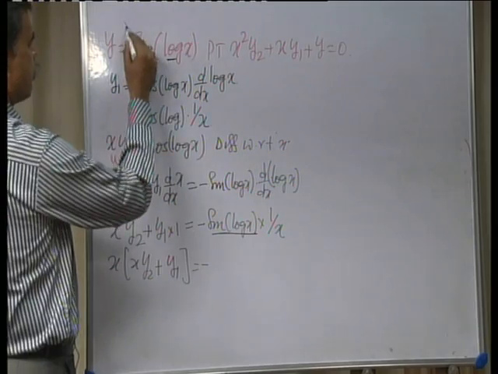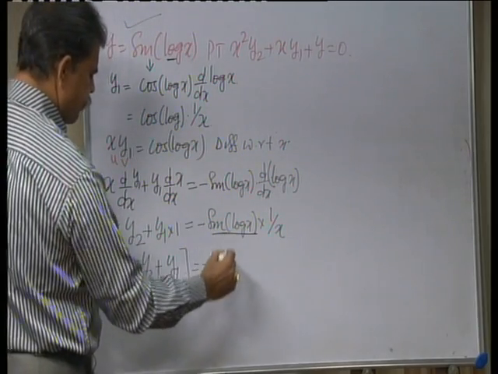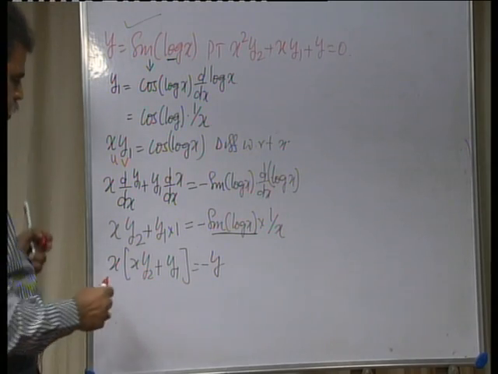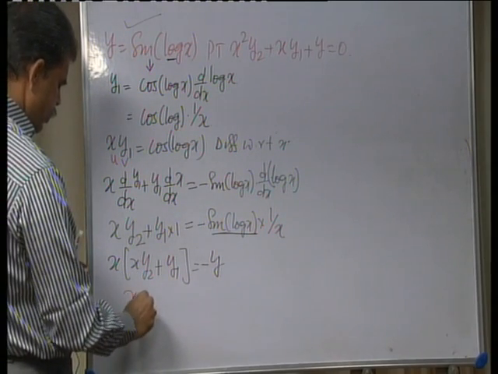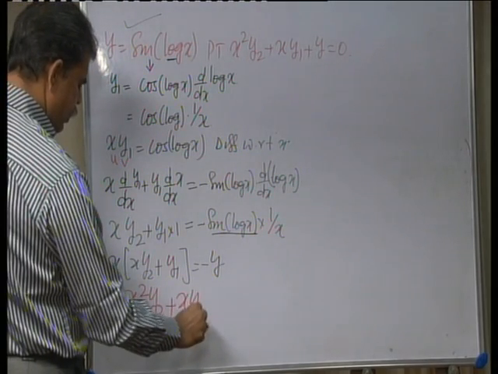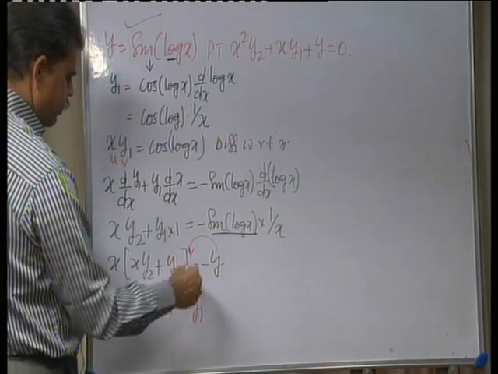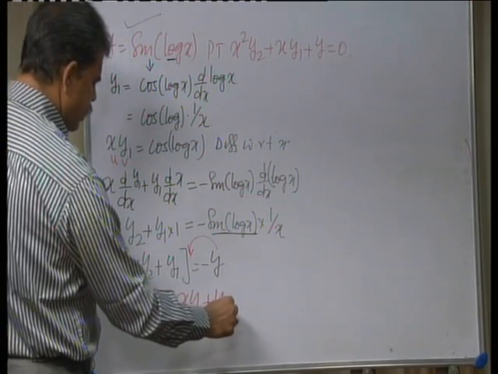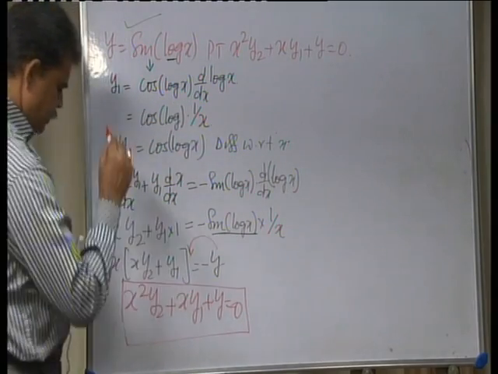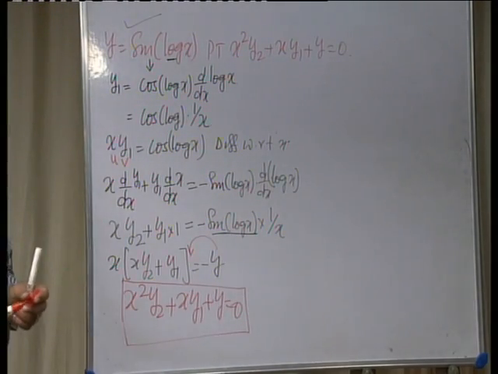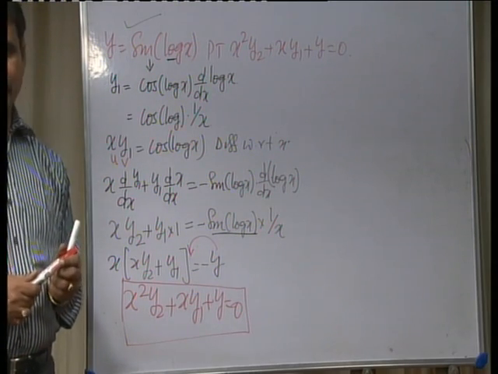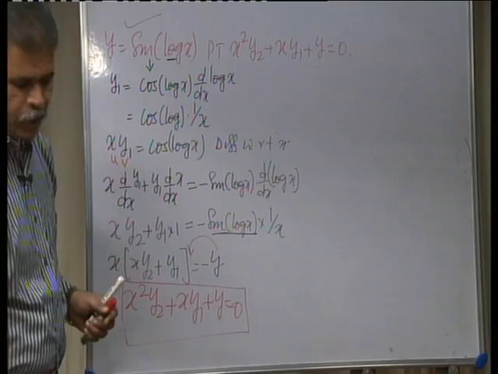Sin log x is what? y. You multiply with x, remove the bracket, x into x is what? x square y2 plus x y1. You take this to the left side, it will become plus y is equal to 0. This is the answer. x square y2 plus x y1 plus y is equal to 0, right.